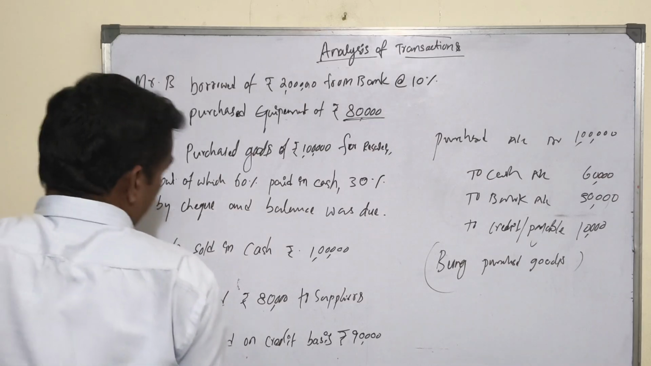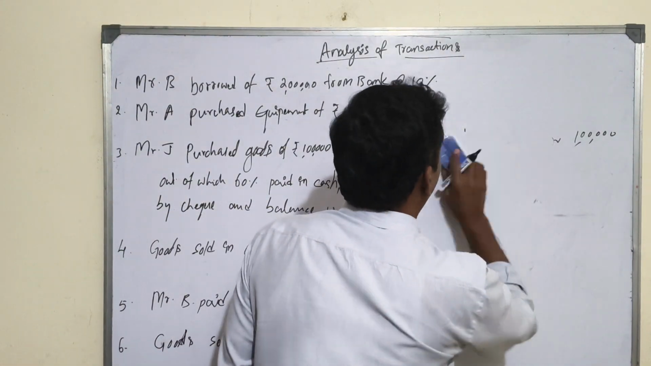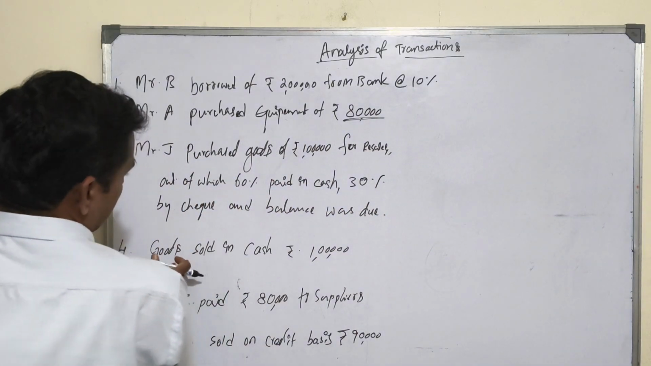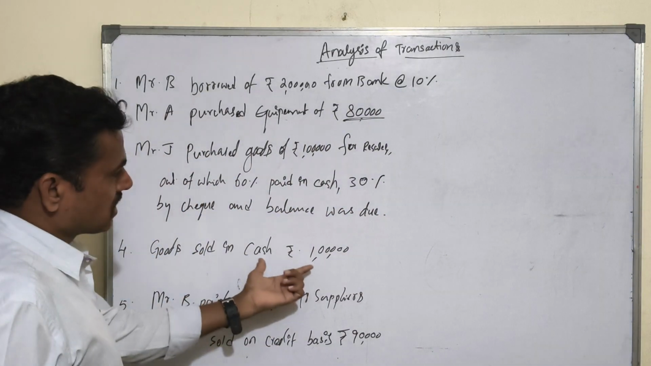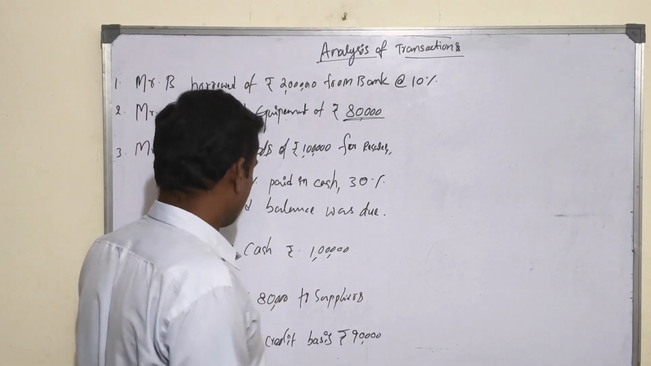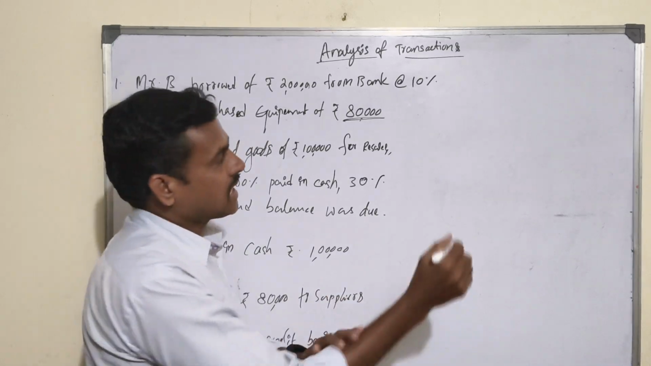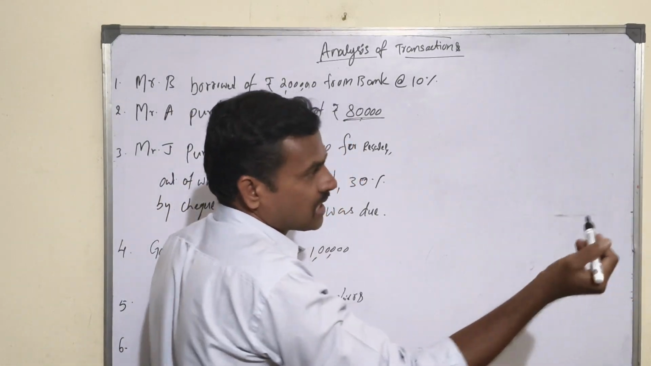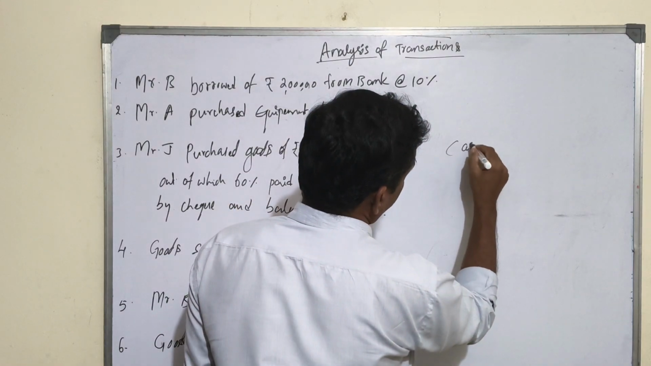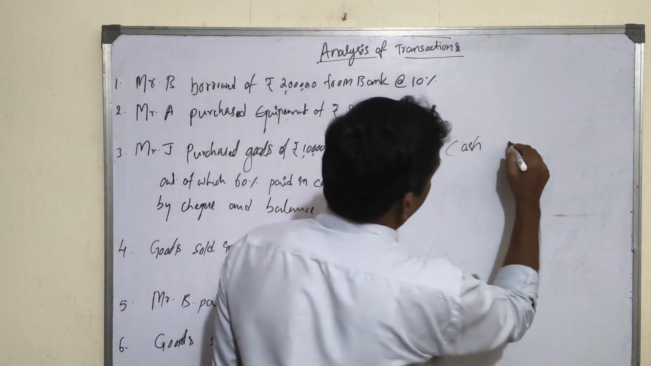Okay, let's analyze the next transaction. Goods sold in cash of rupees 1 lakh. Let's record the transaction. They are telling that goods are sold on cash basis. When goods are sold on cash basis, what is coming to the business? Cash. What is the element here? Asset. When an asset is coming to the business, debit.